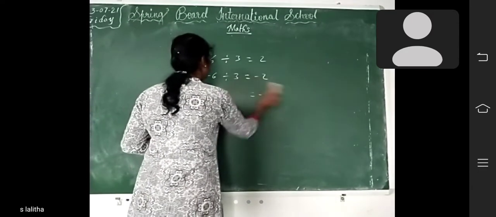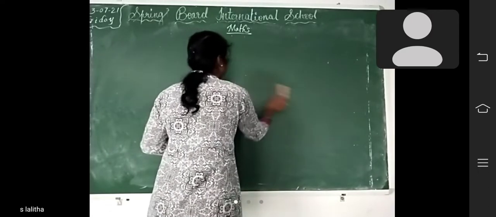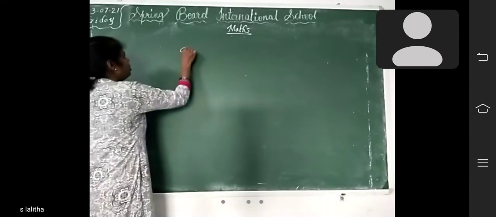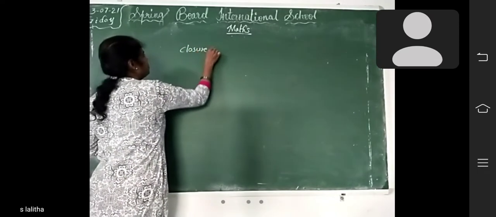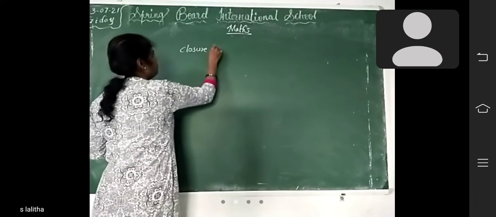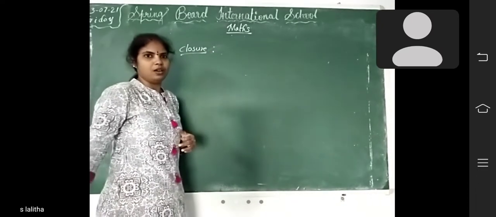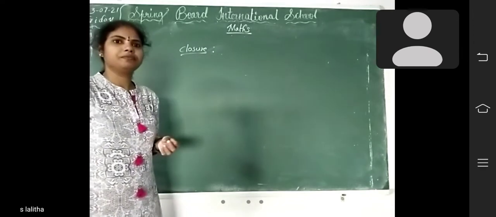Next, what do we learn? Properties of integers. What are the properties? We learn the closure property. The first property is the closure property. What is the closure property, children?